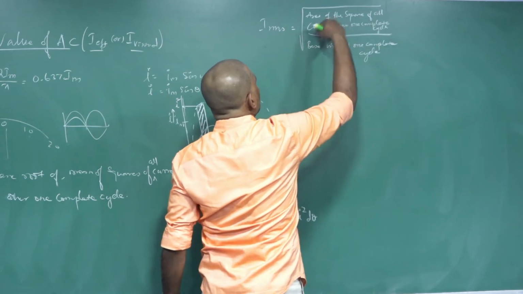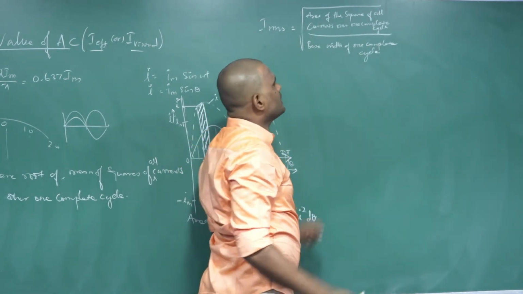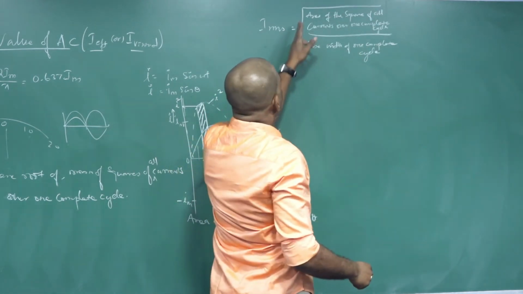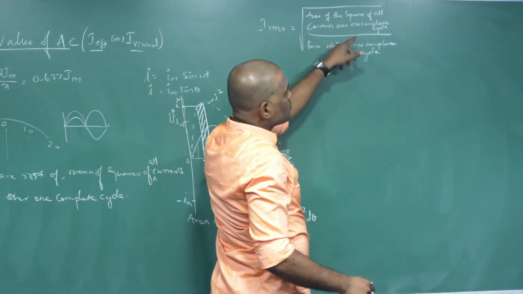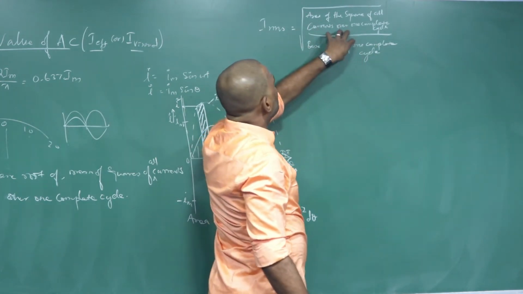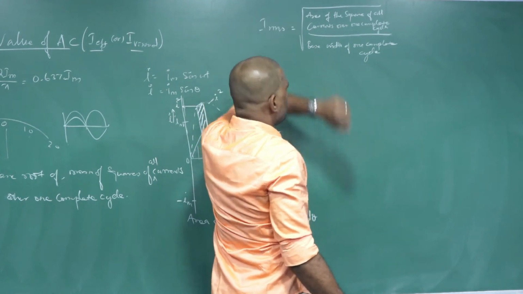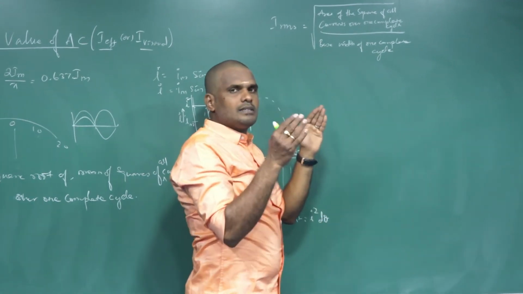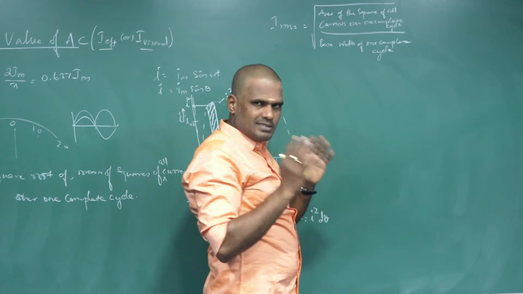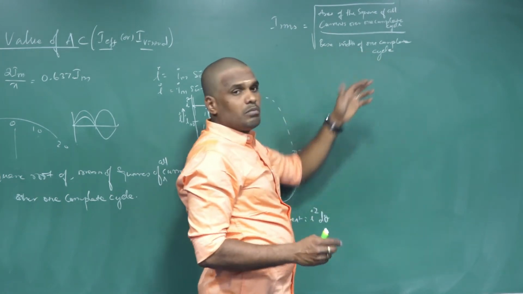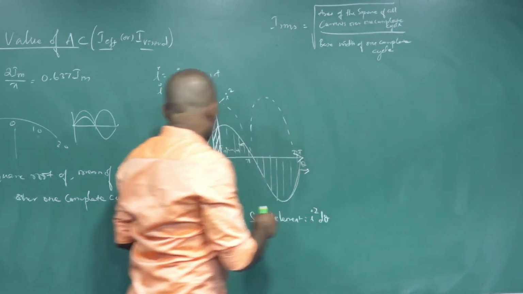Actually, this entire term will give you the mean value of the current over one complete cycle. So, the square root of the mean of the squares of all currents over one complete cycle will give you the RMS value of alternating current. So, total currents divided by total number of elements. That's the meaning. So, the base width of one complete cycle encloses so many such small elements.